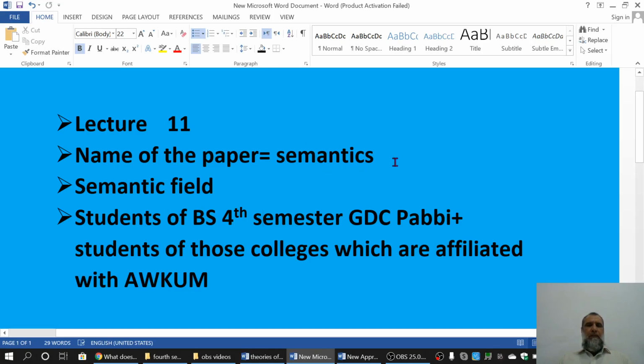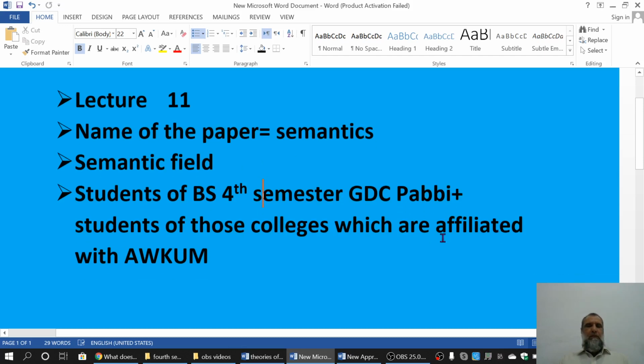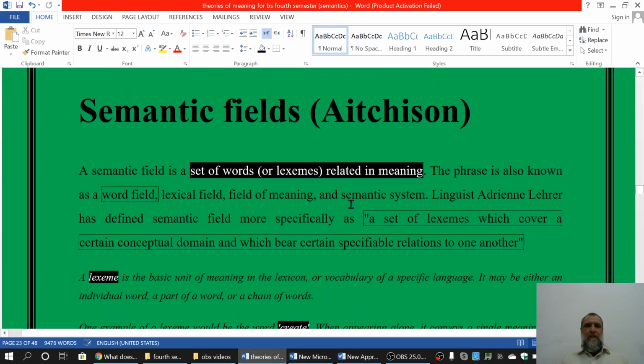The name of the paper is Semantics and the topic is Semantic Field. This lecture is specifically for the students of BS 4th semester GDC PABI and also for the students of those colleges which are affiliated with Abdul Wali Khan University. This is the topic, Semantic Fields, and I have taken this from HSN. I have shared this book with you, HSN's book, and I can share this again with you if you want me to share it with you.